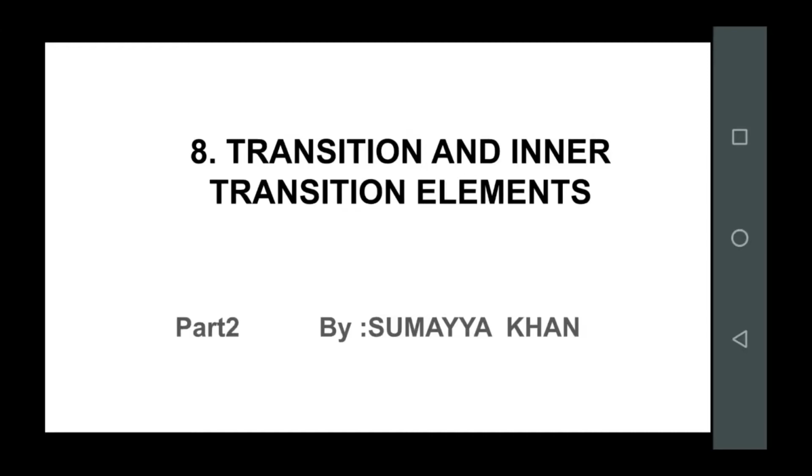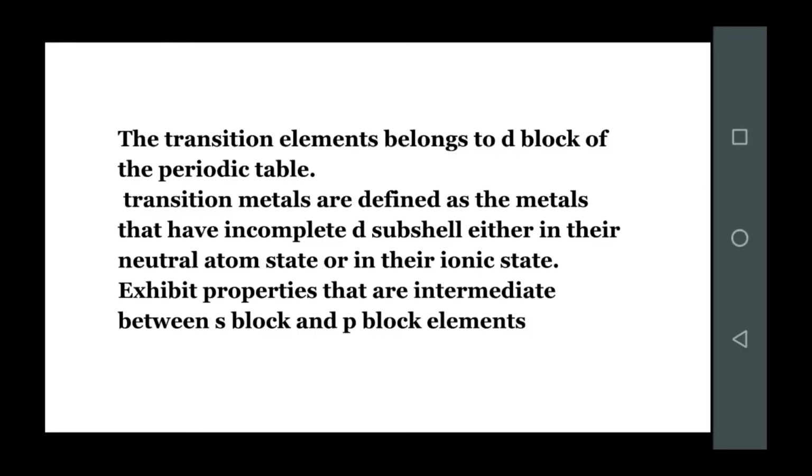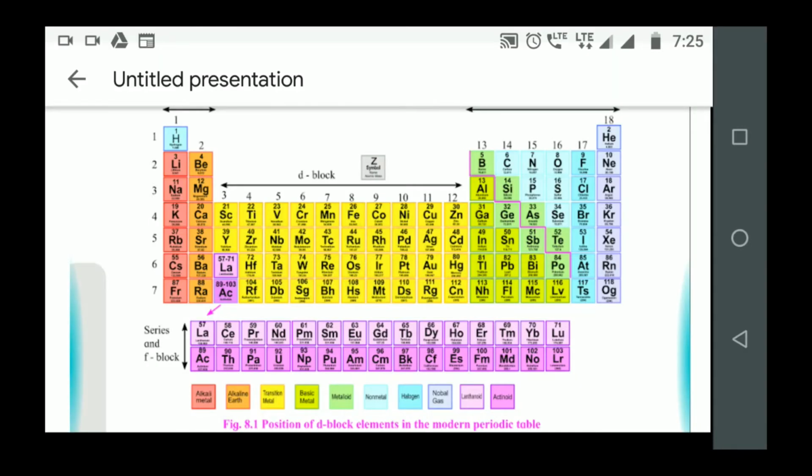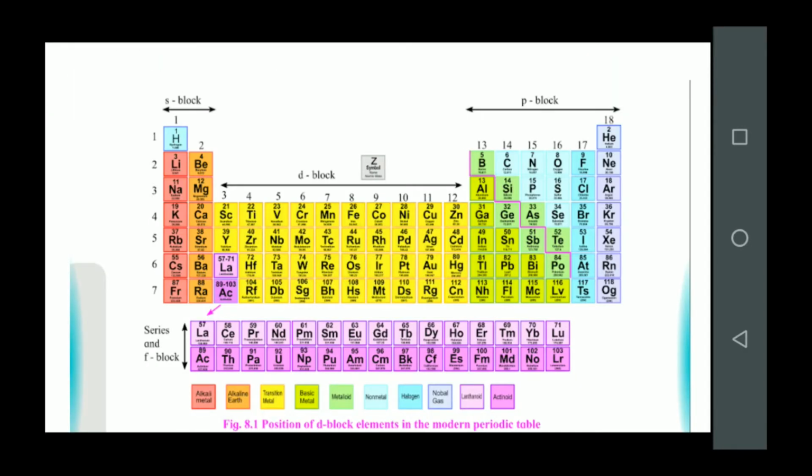I'm your teacher Sumayya Khan, and today students we are going to study about the transition and inner transition elements. We have started this chapter and we have already done what is meant by transition elements, what is the position of transition elements in the periodic table, which elements would be termed as transition elements and which elements would be called inner transition elements, that is D and F block elements. We have discussed that. We have also discussed the electronic configuration of the D block elements.